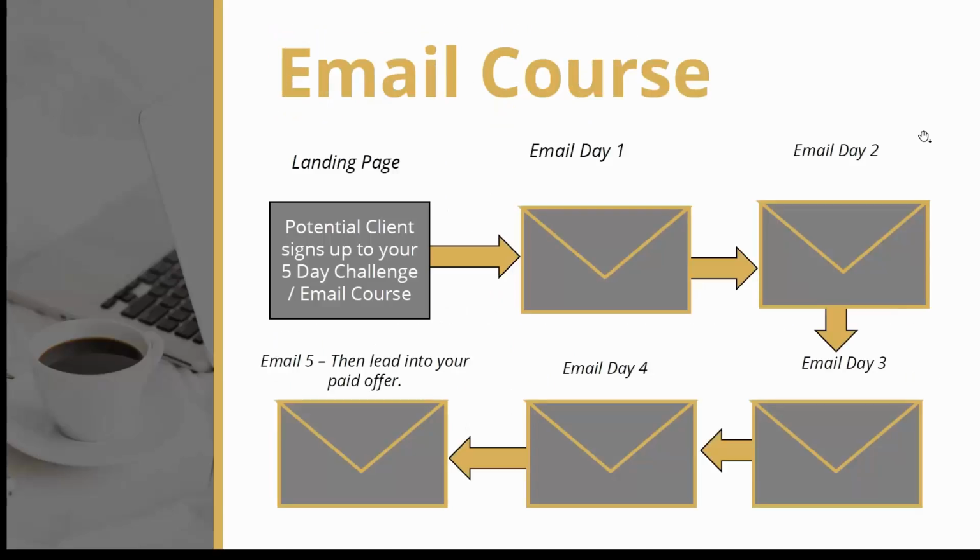An email course looks like this. A potential client, your target market, will arrive on a landing page and sign up for a 5-day email challenge. From that landing page, they are then sent through their email automation series. Actually this one isn't automated, but we're setting it up to be automated in the free version of MailChimp. So it's sent through a series of emails. We would send them 5 emails, and then at the end of your challenge, on day 5, you can upsell to a paid offer or program.